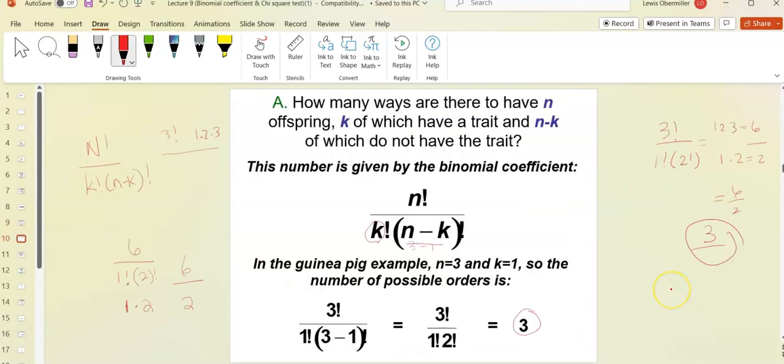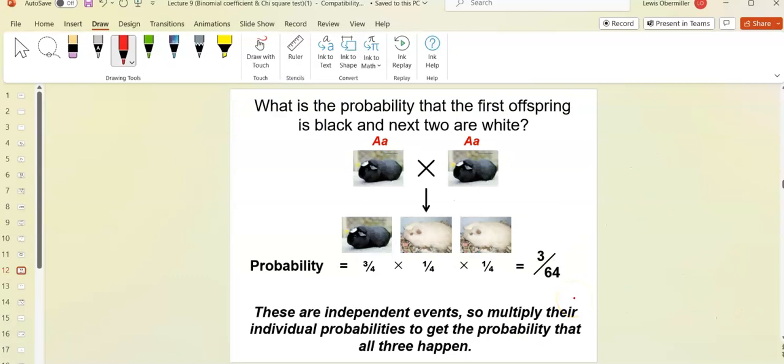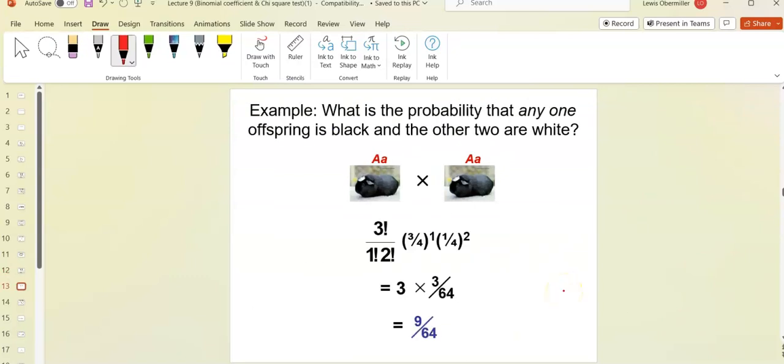9/64. Right? So we got 3 here. We got 3/64 here. So we multiply them together and we get 3 times 3/64, which is 9/64. Right. So that's how you would calculate the probability that you would have a black and 2 white guinea pigs from this monohybrid cross.